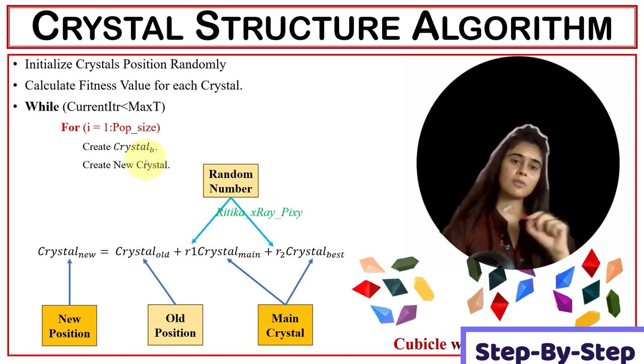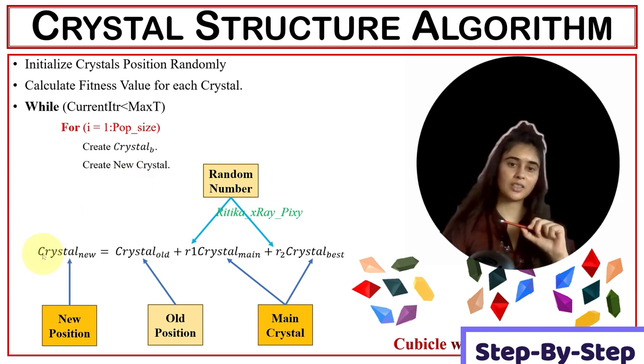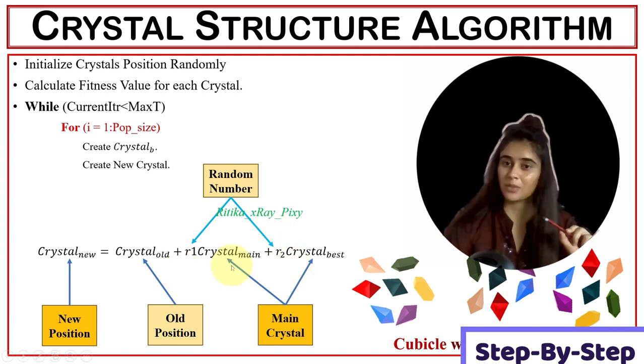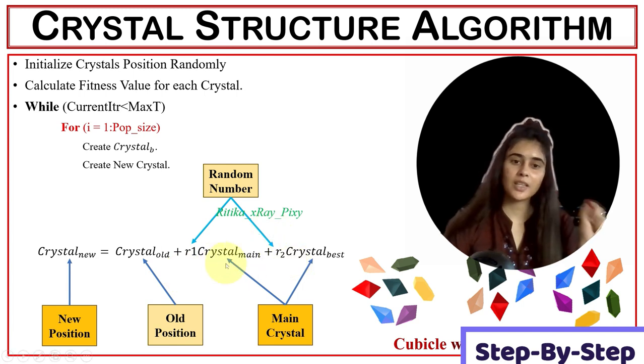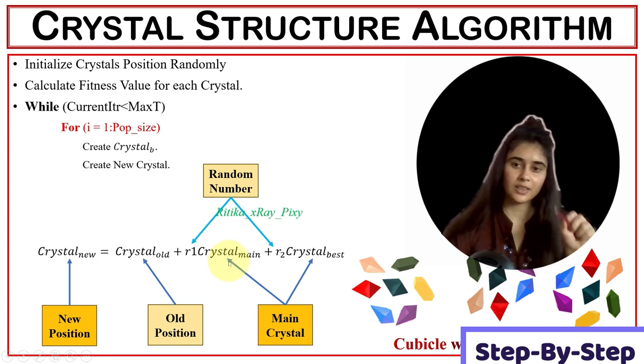Now next we will create a crystal with the best configuration. So again we will create a new crystal with the best configuration, and this is the equation that we will use to create the crystal having the best configuration. Here we have the old position, the crystal's older position, R1, R2, they are random numbers. So here we have the main crystal, that is the crystal at the corners. We can randomly select the main crystal.